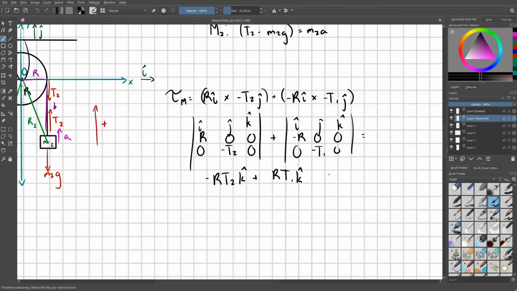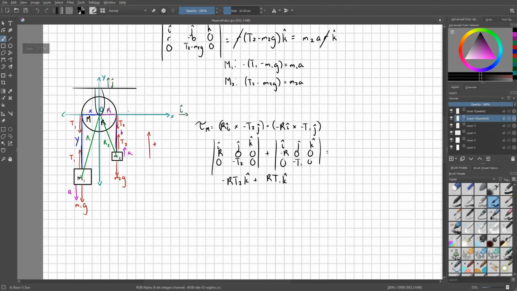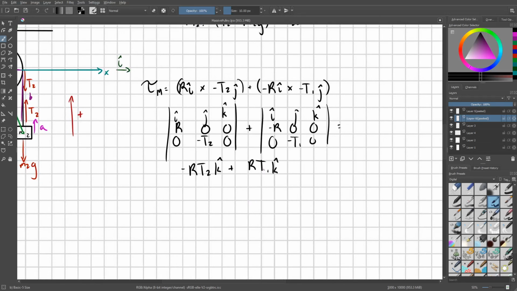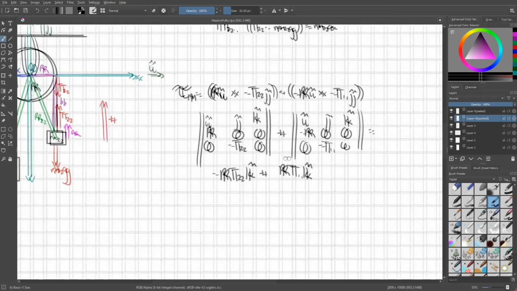Right, and so the result from this is that we can see that the torques go in opposite directions with each other. Surprise, surprise. That's exactly what we said they would do. This would pull it in the counterclockwise direction. This would pull it in the clockwise direction. So that agrees with what we would expect.